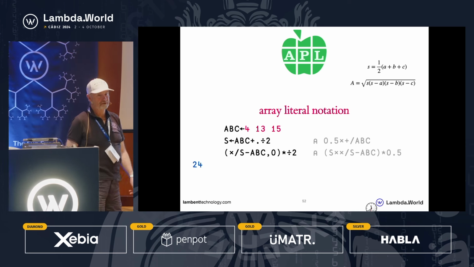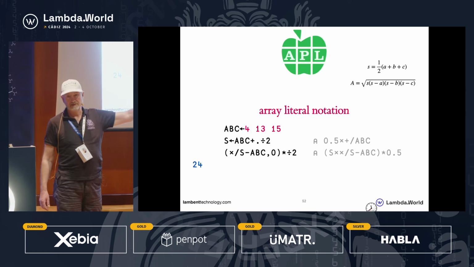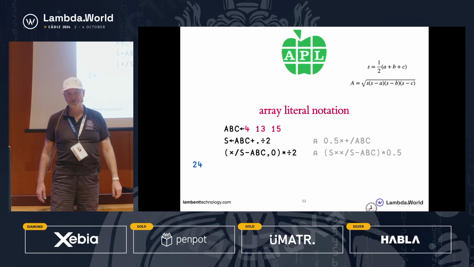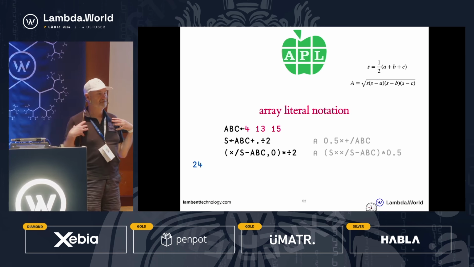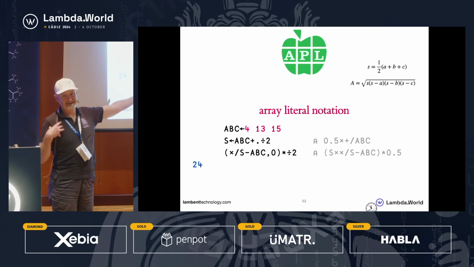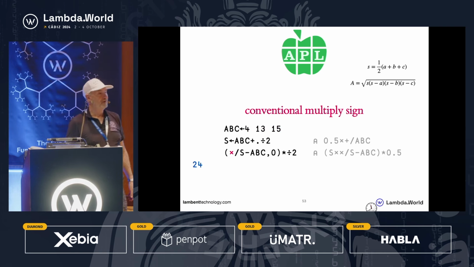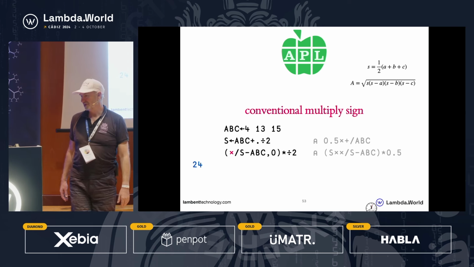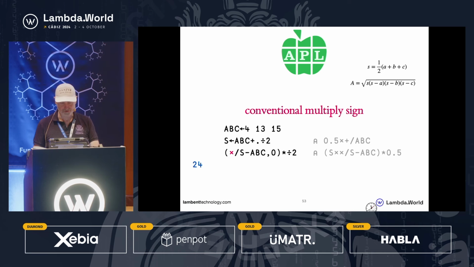So we come on now to take a look at some of what it's like to write APL expressions. And we'll come back to the formula for the area of a triangle. And I want to draw your attention to some features. First of all, we have an array literal notation, which the poet in me just loves for its simplicity. No semicolons, no commas, no brackets, nothing like that. Just write the damn numbers down. We have a conventional multiply sign. Is that so much to ask, that the multiply sign that we used in school should still work?